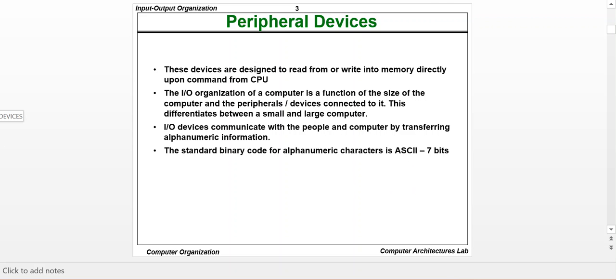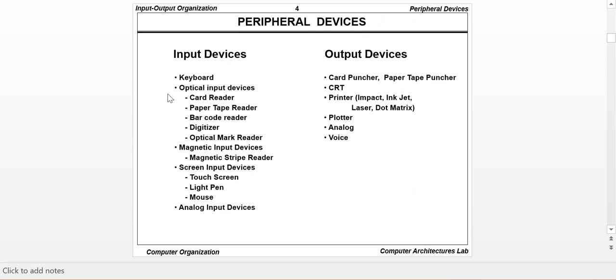So these are some of the peripheral devices. You have the input devices, which are the keyboard, then optical input devices, and you have the card reader. Now these are all, in older days, we had a card reader, paper tape reader, and barcode reader.